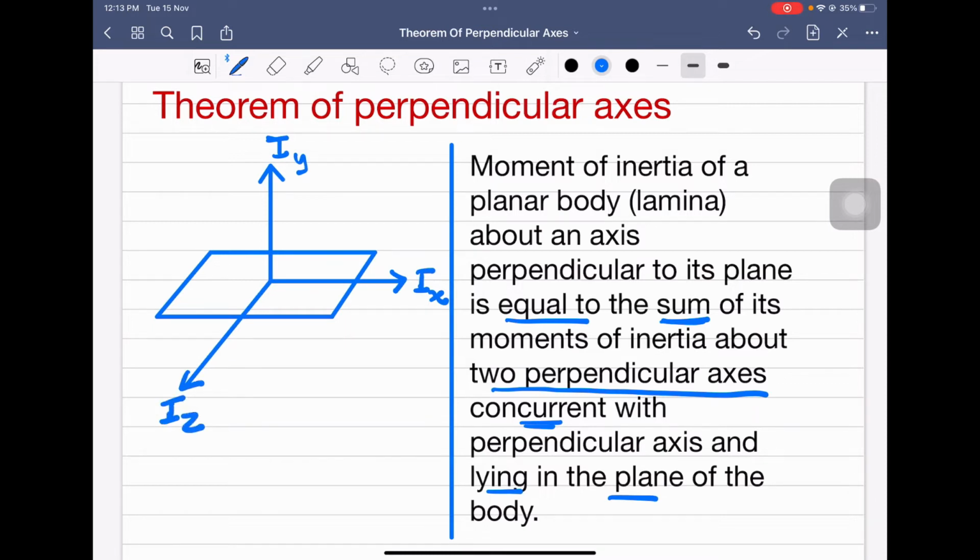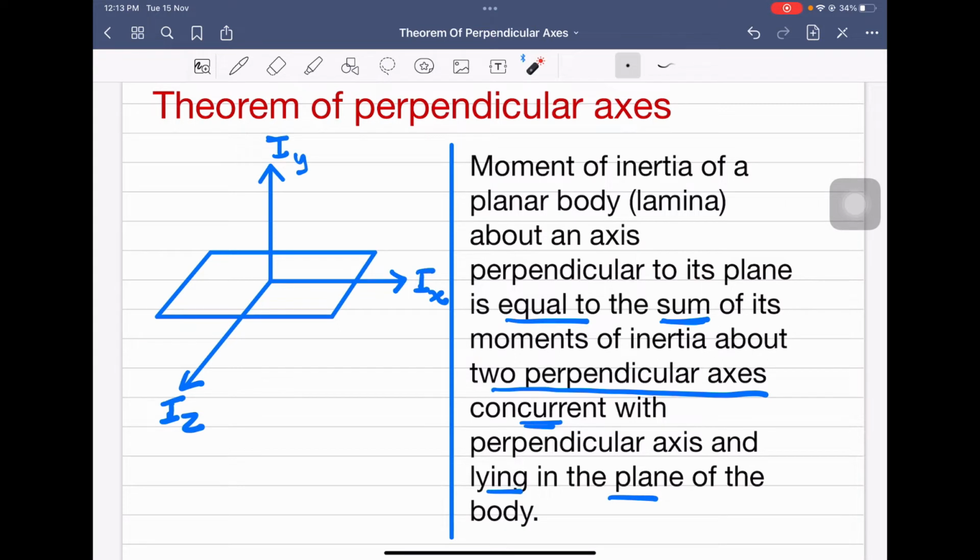Now if you observe, this Iz and Ix are perpendicular to each other. They are mutually perpendicular. And these two are concurrent with the perpendicular axis. And one more thing is these two lie in the plane of the planar body. They lie in the same plane in which the planar body is there.